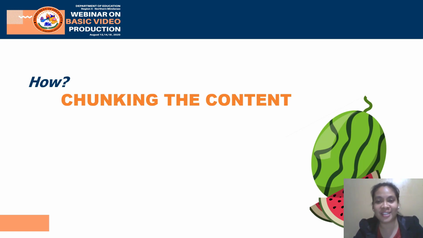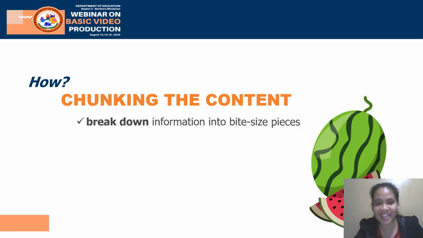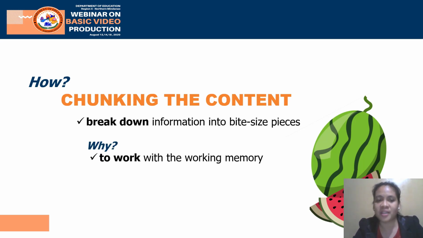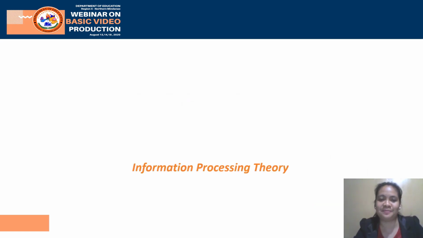Just like when we are eating a watermelon, we cannot eat the whole thing, right? So we need to divide the watermelon into pieces so it could be consumed by us. So it's just like that in video production. We have to break down the information into bite-sized pieces. Why? Because we have to make sure that our content has to work with our working memory.